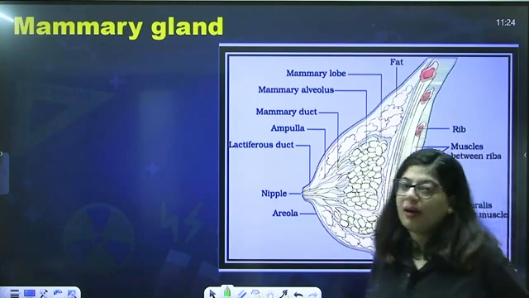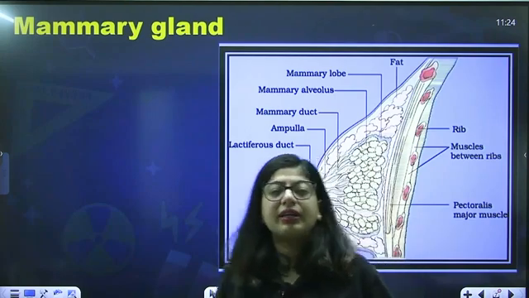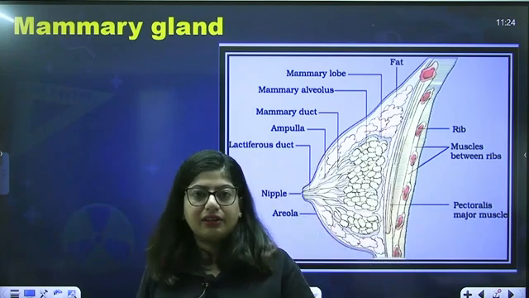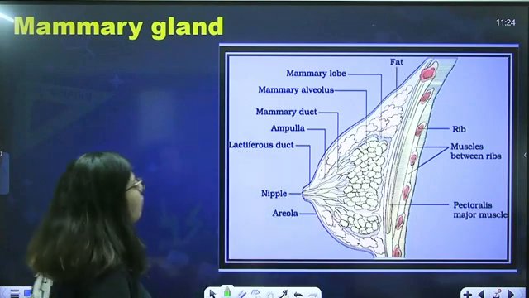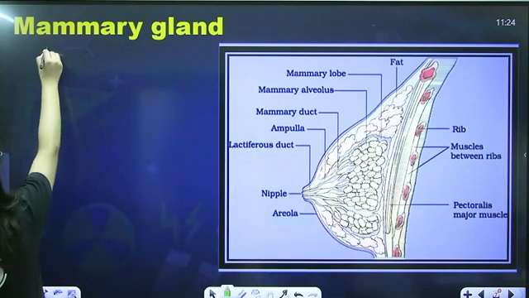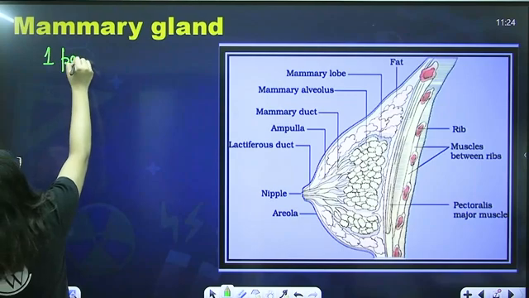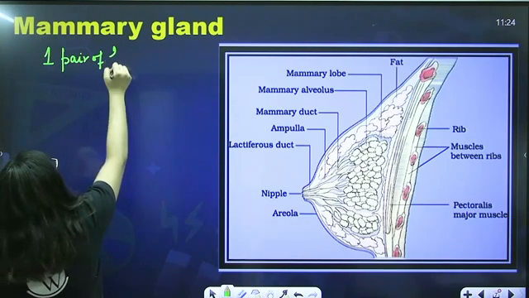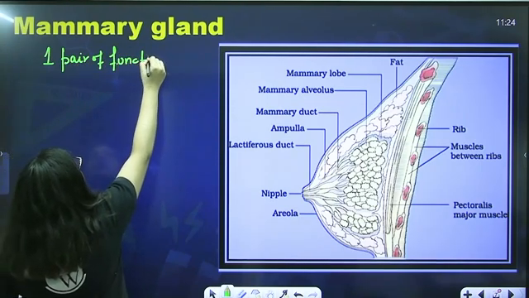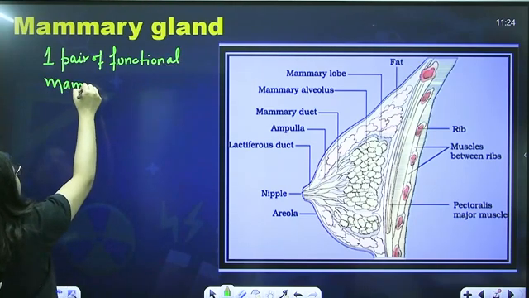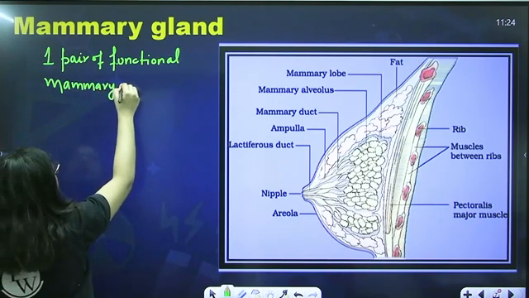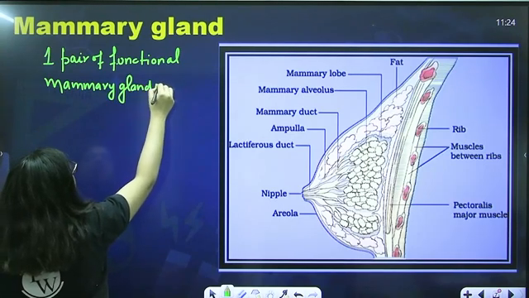Let's talk about mammary glands. Mammary glands are definitely a gland. They are present inside a structure known as the breast, and females have one pair of breasts or mammary glands. So females have one pair of functional mammary glands.